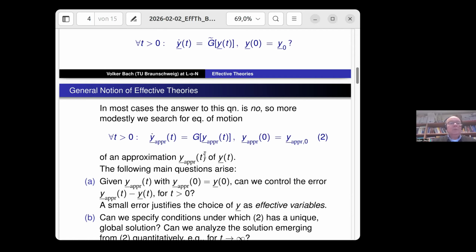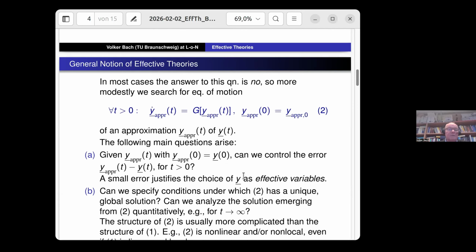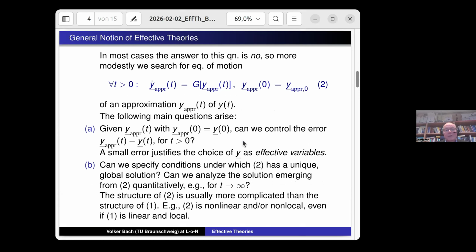So. But then, if it's not possible, then we are more modest in our goals, and we search for an approximation. So we look for quantities y approximate of t, again, a few variables, and they follow some equation of motion, and we hope that this evolution captures the main feature of the full evolution of the system we had before. So this defines an effective theory, and the variables y I would then call effective variables.